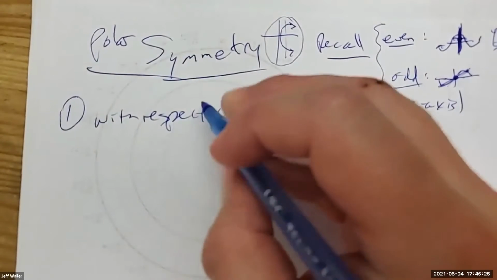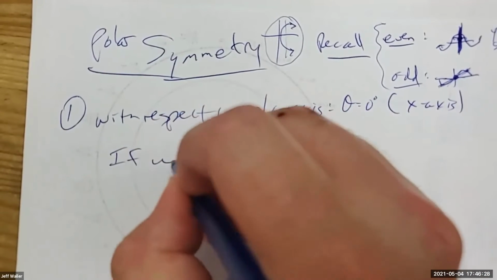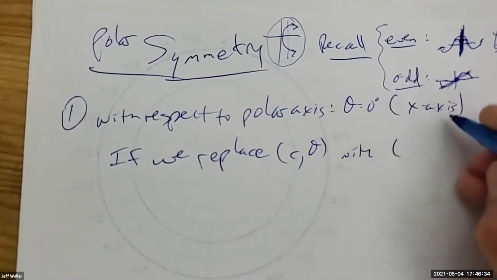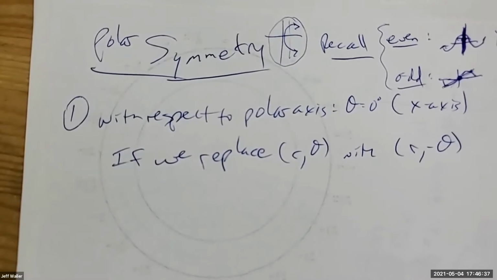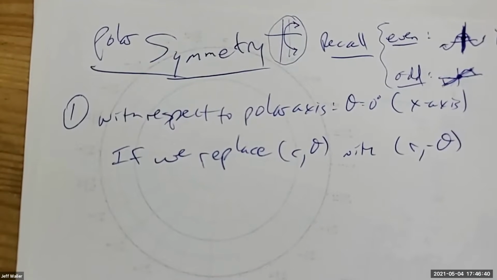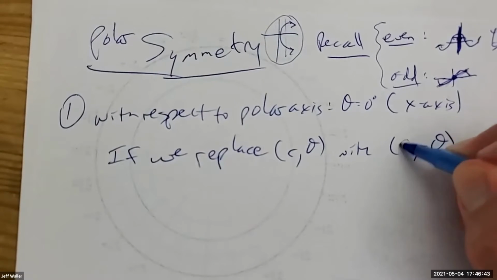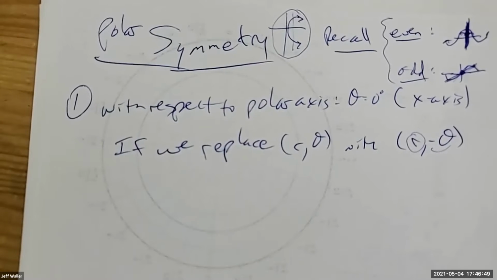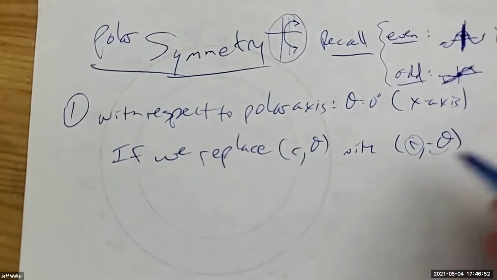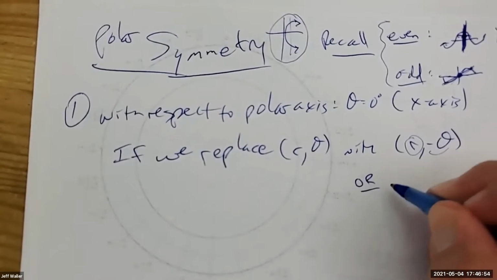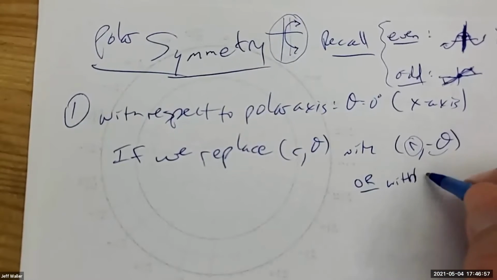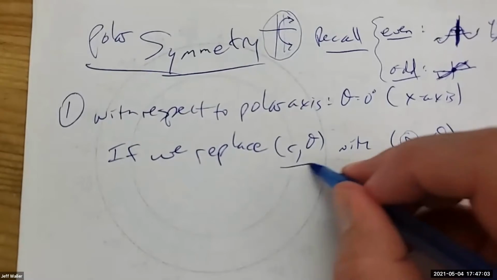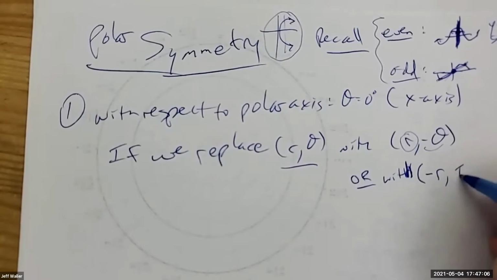But the test for this is if I replace (r, theta) with (r, negative theta). And that's basically what I just said, right? If I put the negative angle in, I should get the same output for r. That would mean it has polar axis symmetry. So let's try it. Or, to be honest, there's another way, which gets a little bit freaky, but some of you might realize this is sort of an identity. If you replace (r, theta) with, what was it? (negative r, pi minus theta).